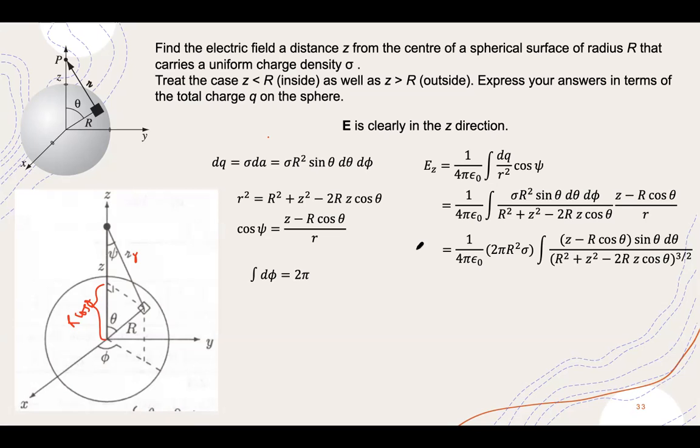After substituting, this d phi is going to give you 2 pi. So 2 pi we can take out, and then sigma r square, again sigma is constant, r square is constant, so we can take it out, and under the integral we are left with z minus r cos theta, sin theta d theta divided by r square plus z square minus 2rz cos theta to the power 3/2. This 3/2 comes from the fact that this is r, so it is the power half of this quantity. Power half plus power 1 gives you 3/2 here.